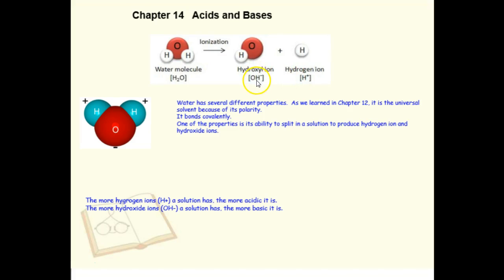So we wind up getting these hydroxide ions and these hydrogen ions, and in a solution they tell us whether something is going to be acidic or basic. If we have more hydrogen ions in a solution, it's going to be more acidic, and if we have more hydroxides in a solution, it's going to be more basic. So that's something that we have already known.